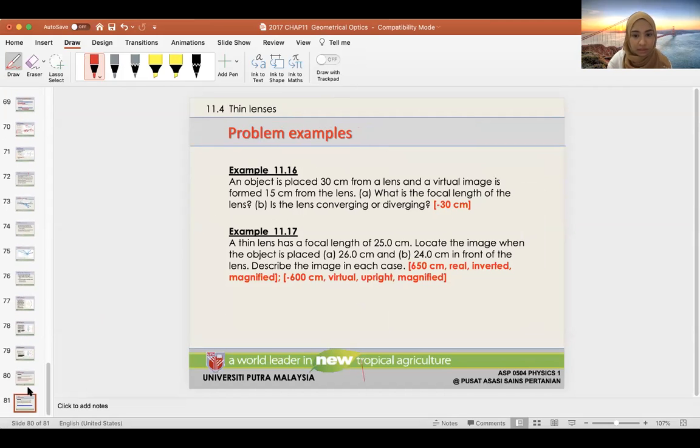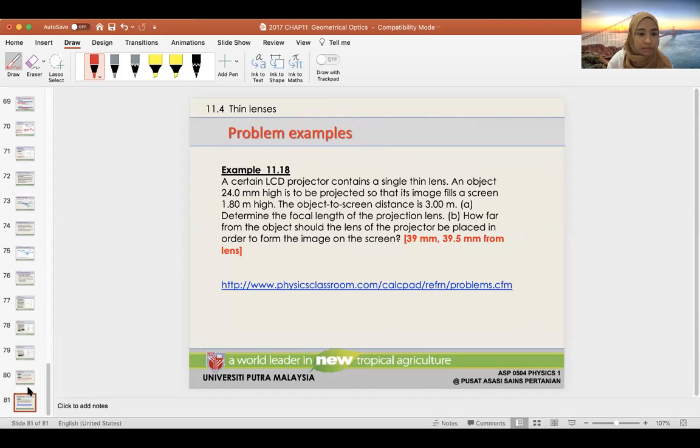Question 17, we have done already. Question 18 you have to do yourself. It is an application type of question. Please try it yourself. Please complete your web assignment as well. I think it's due on Saturday. So that is it from me for chapter 11. Next class, we will cover chapter 12, and that's your last chapter for this semester.